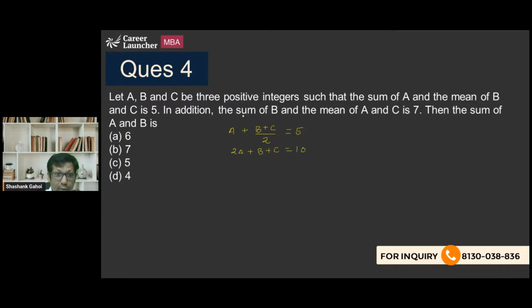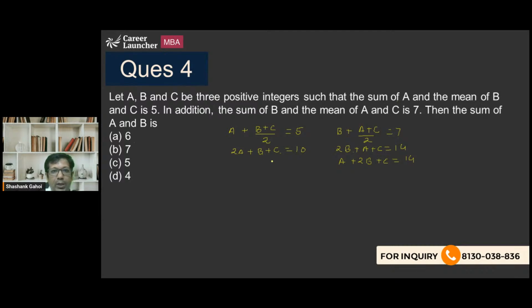Now it also says the sum of B and the mean of A and C is equal to 7. So just take LCM, cross multiply. So I'm going to get 2B plus A plus C, and that is equal to 14. So I have 2A plus B plus C equal to 10, and A plus 2B plus C equal to 14.